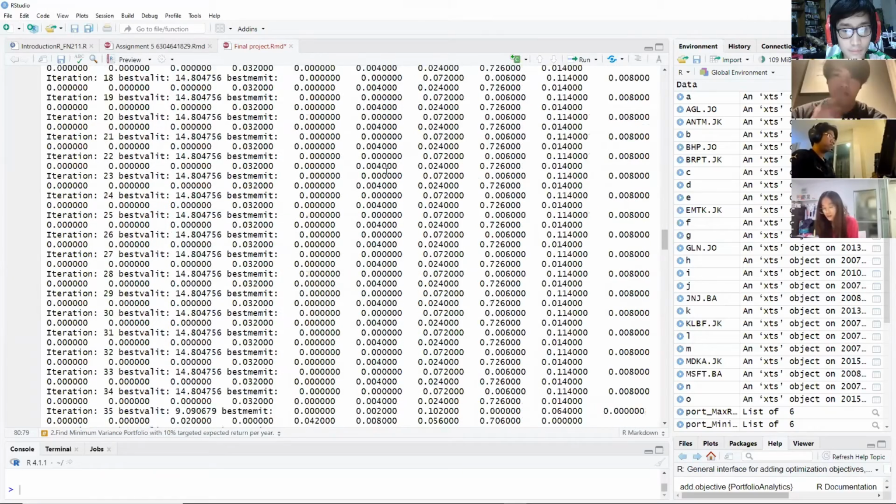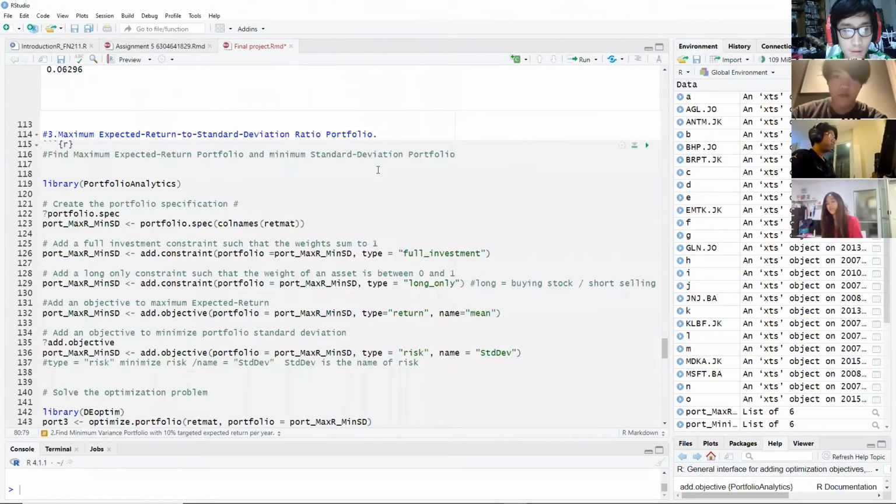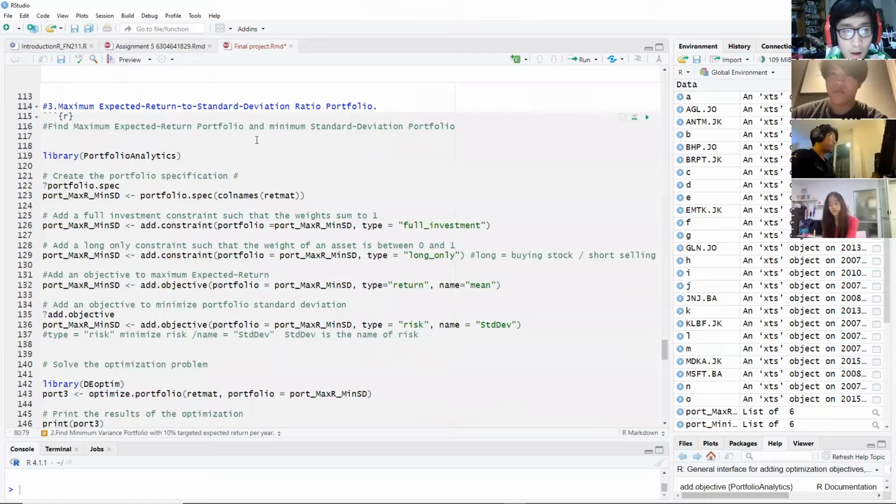for a medium-risk investor. Third, we show a maximum expected return to standard deviation ratio portfolio for a value investor.